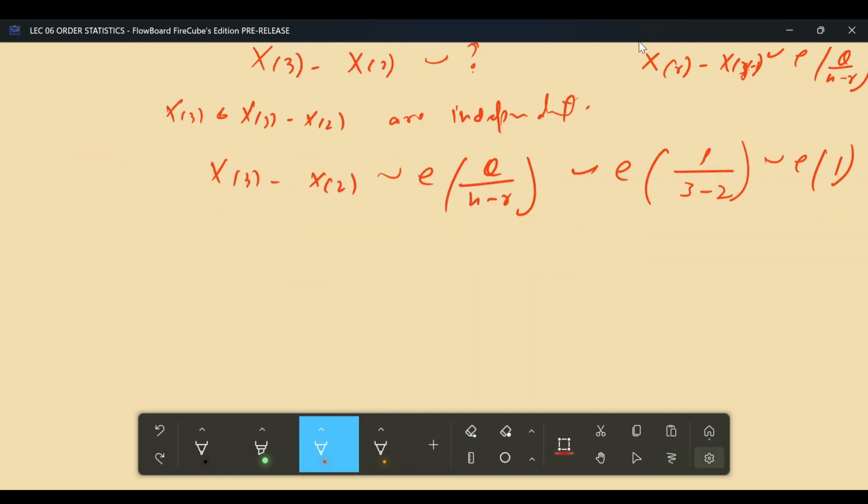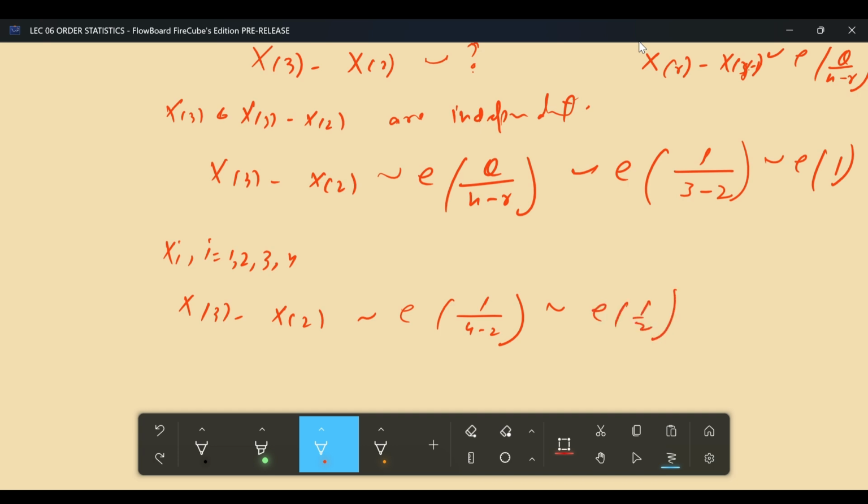So similarly, if we have xi, i equal to 1, 2, 3, 4, then x3 minus x2 will follow exponential 1 upon 4 minus 2. That is equal to exponential 1 by 2, which will follow chi-square 2, chi-square with 1 degree of freedom.